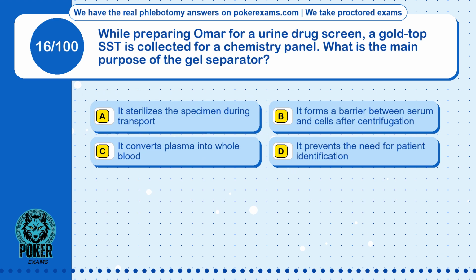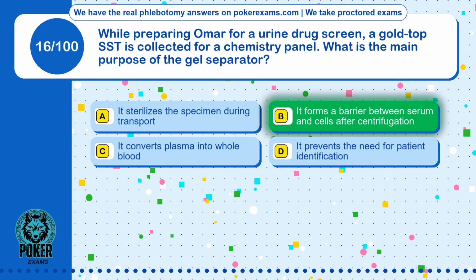Question 16. While preparing Omar for a urine drug screen, a gold top SST is collected for a chemistry panel. What is the main purpose of the gel separator? Option A, it sterilizes the specimen during transport. Option B, it forms a barrier between serum and cells after centrifugation. Option C, it converts plasma into whole blood. Option D, it prevents the need for patient identification.